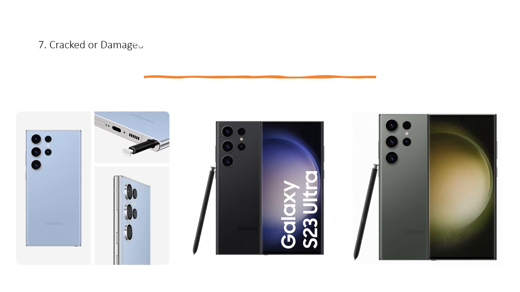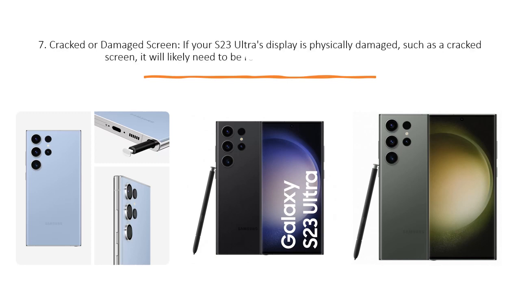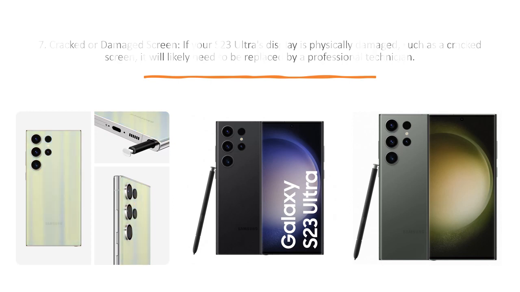7. Cracked or damaged screen. If your S23 Ultra's display is physically damaged, such as a cracked screen, it will likely need to be replaced by a professional technician.